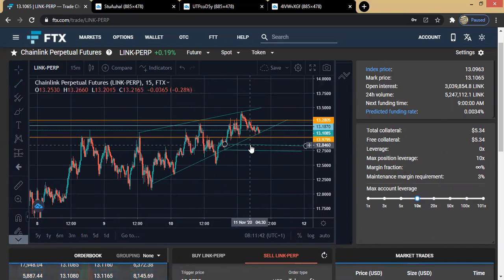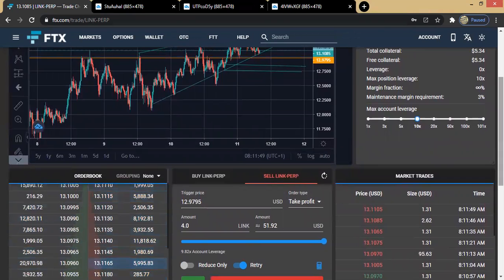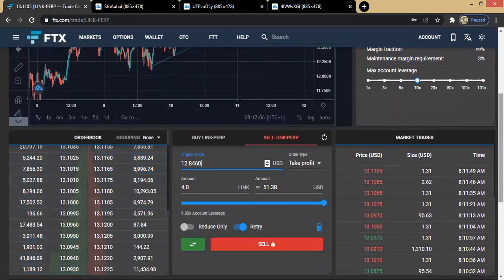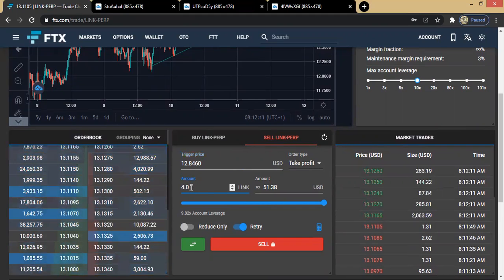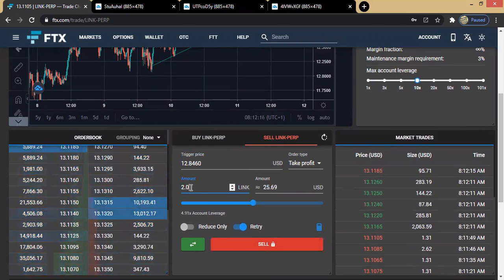So what I will do now is come to this very place. I want to put my take profit first. I will put the target I'm aiming at, which is 12.8460. So I'll come here and put 12.8460. Okay, that's my first take profit. Then, because I don't want to sell everything at once, assuming I have just 4.0, I would reduce it to maybe 2.0. I just want to take half profit there.